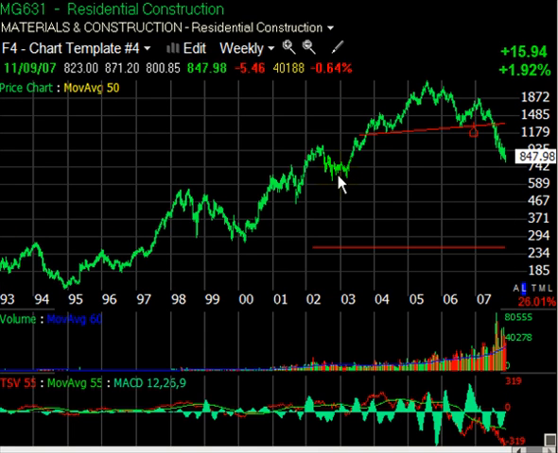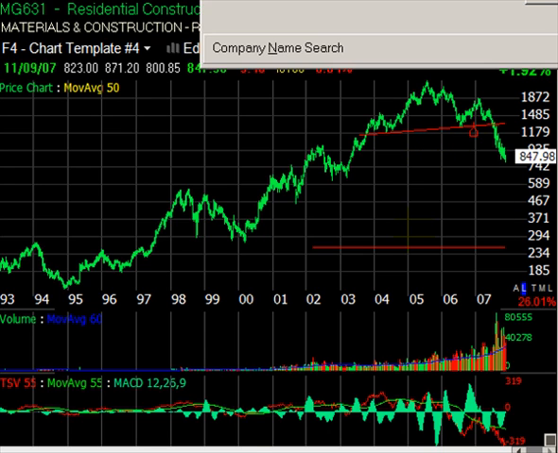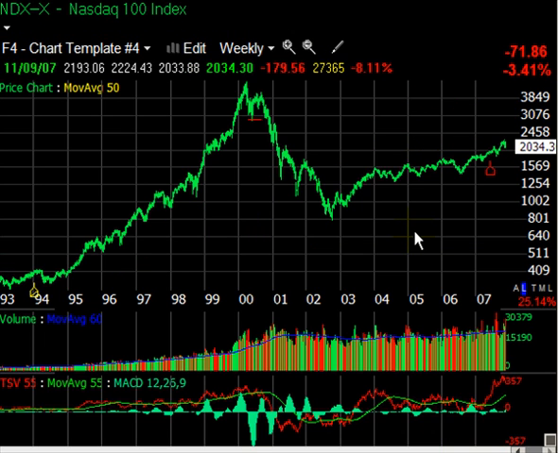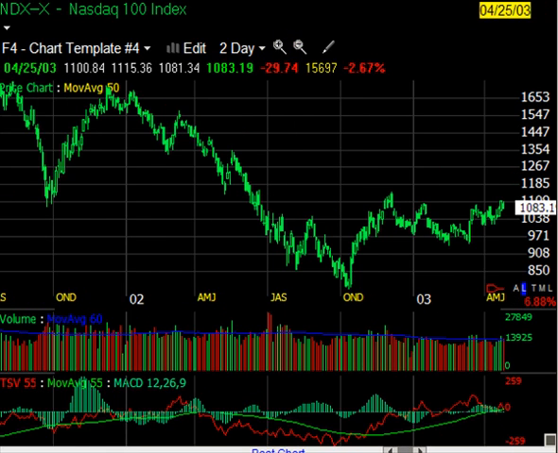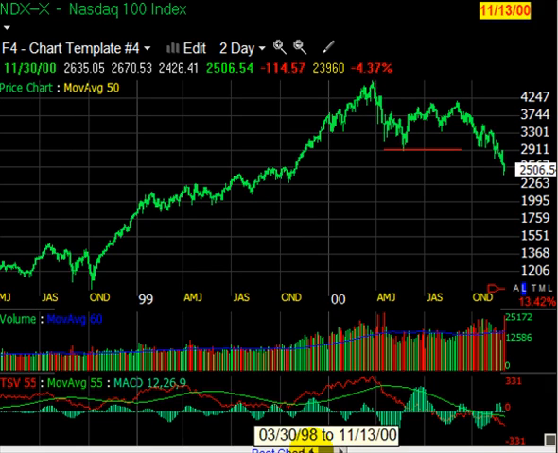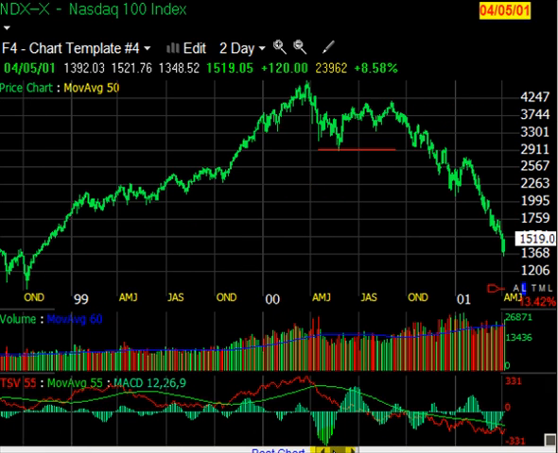Take a look at a 5-day chart again. We're up here at 847, and I know what you're thinking, it's impossible. And this is the Nasdaq 100 index. Let's get to a 2-day chart. We get into 2000 where we start to have that trouble.